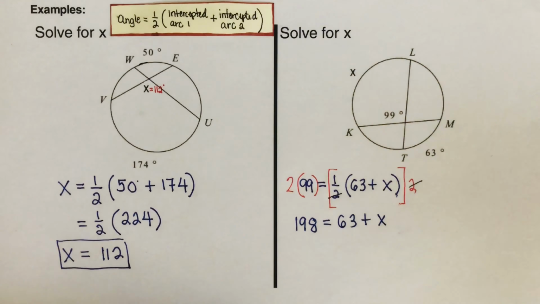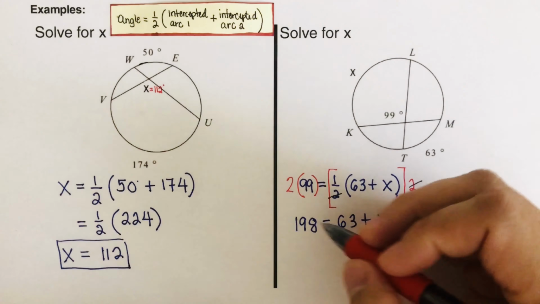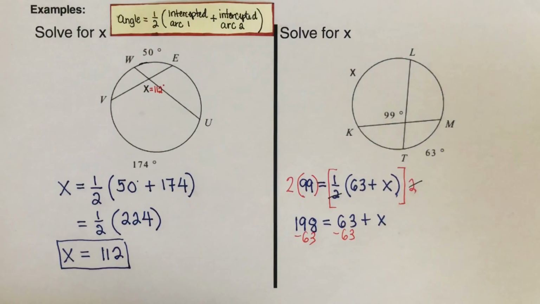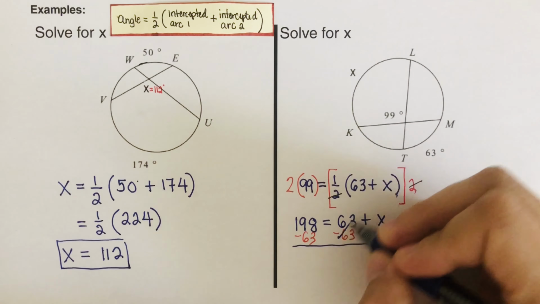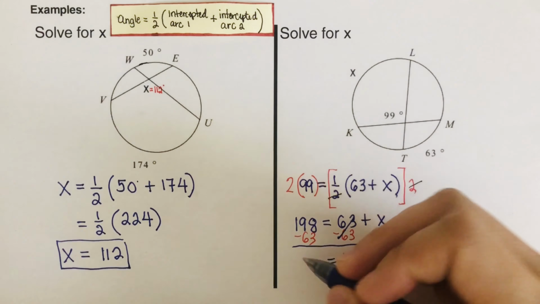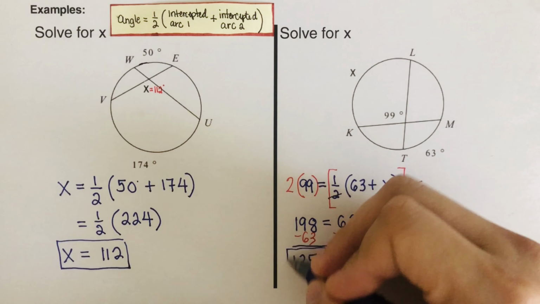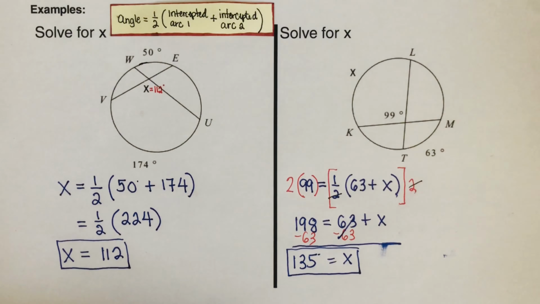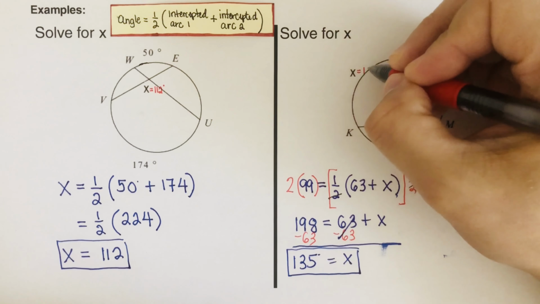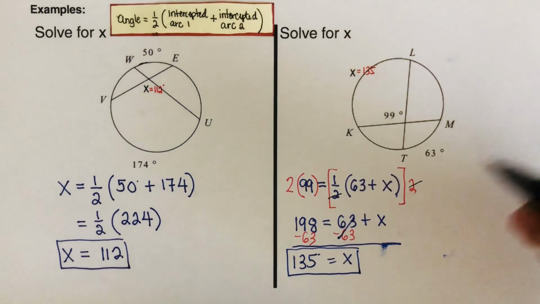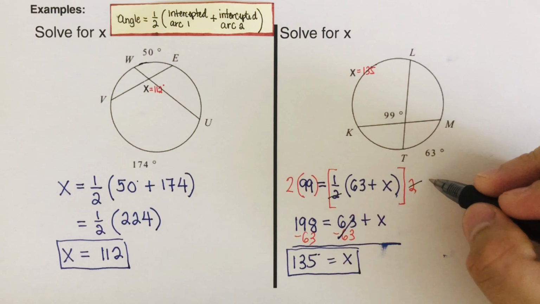So then from here, we can go ahead and subtract 63 from both sides. So subtract 63 here so that we can solve for x. So then our x value here is 135 degrees. So this angle right here is 135 degrees.